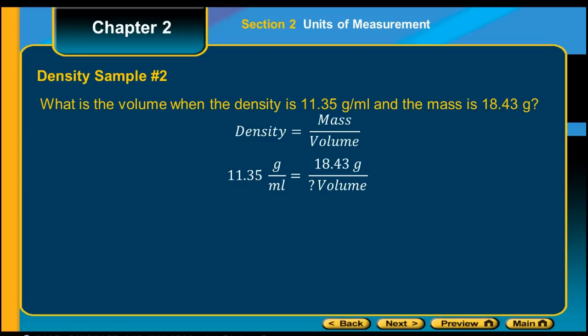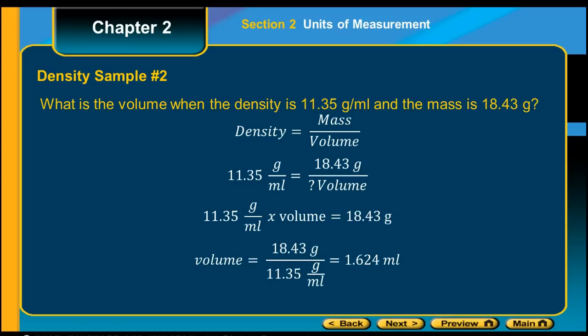Now, volume is on the bottom of the equation, so we have to multiply both sides by volume to cancel it out and get it off the bottom of the fraction so that we can solve for it. So we have 11.35 grams per milliliter times the volume equals 18.43 grams. To get volume by itself, we just divide by 11.35, and the volume is 1.624 milliliters. Once you know what you have in the problem, what letters it matches, whether it's D, M, or V, you plug it in and solve for it doing the algebra.